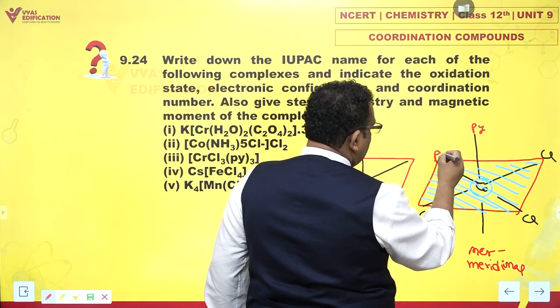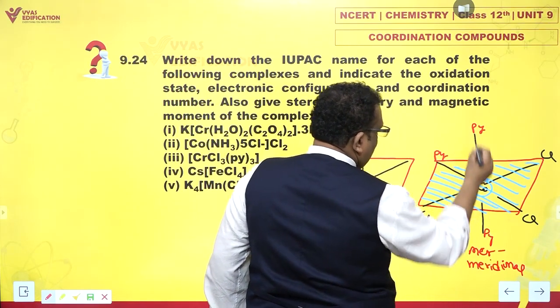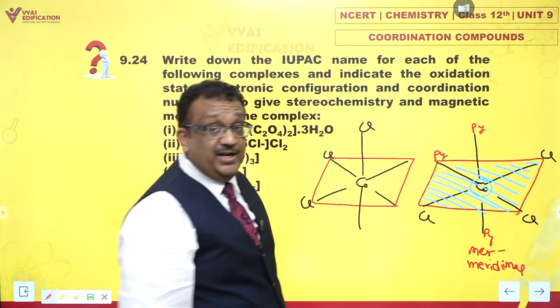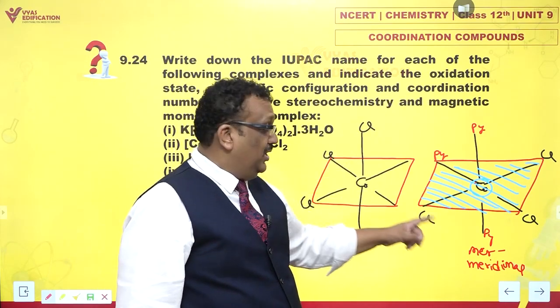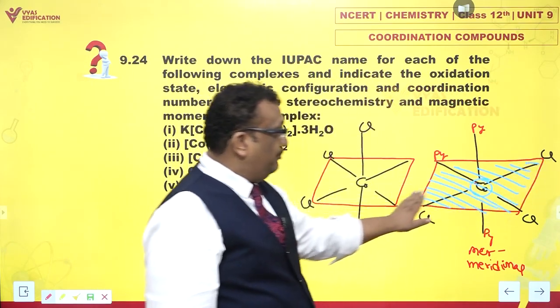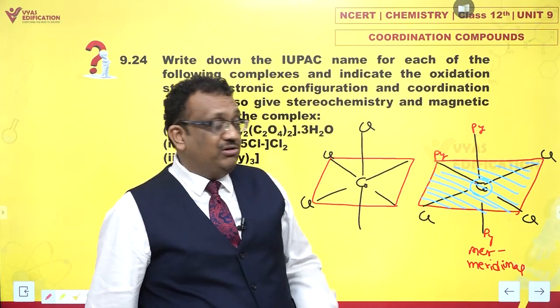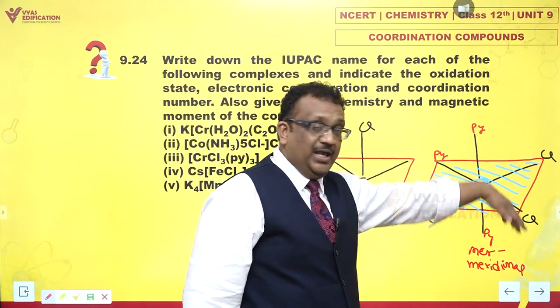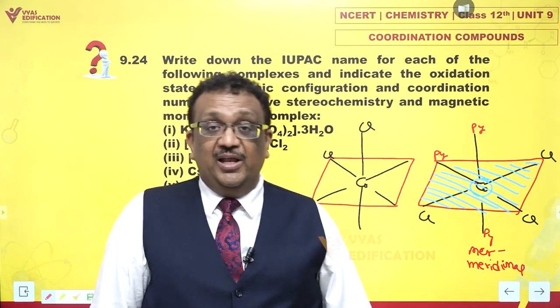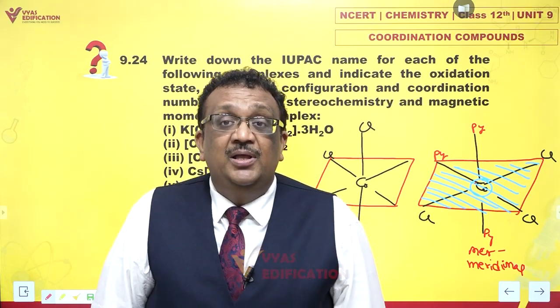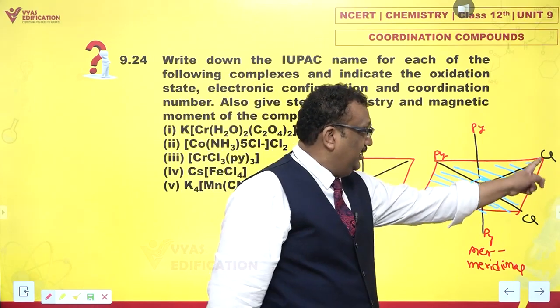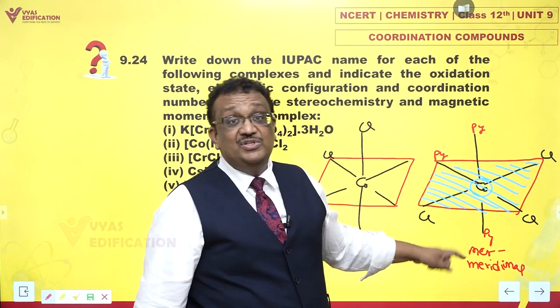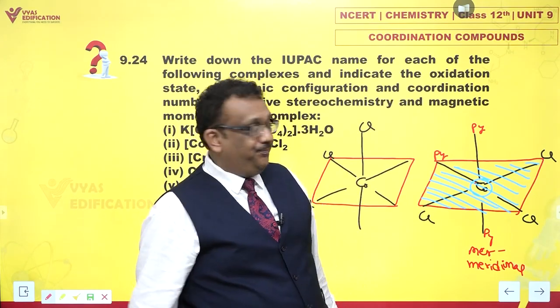You have pyridines here. If you join these three pyridines, you again get a plane which passes through the central atom, and if you join these three Cls, you get a plane which also passes through the central atom. If the plane joining any three identical ligands passes through the central atom, then we say it is a mer isomer.